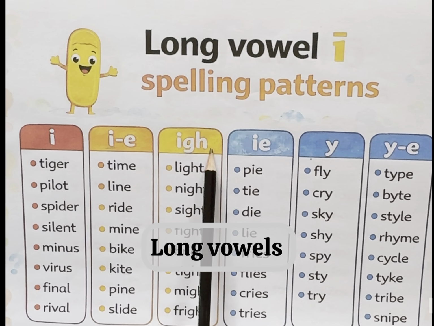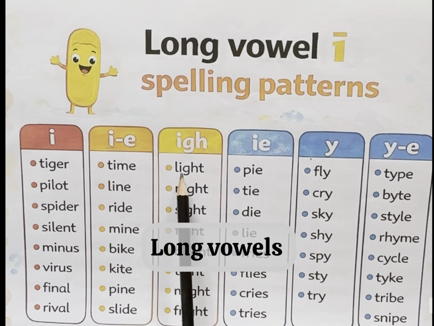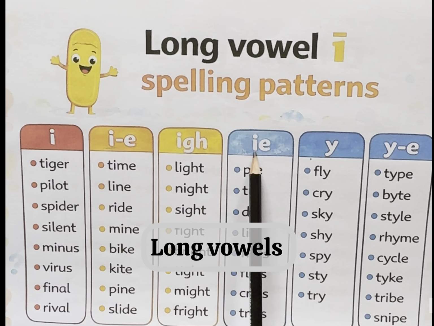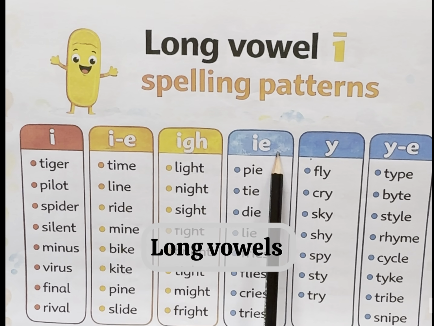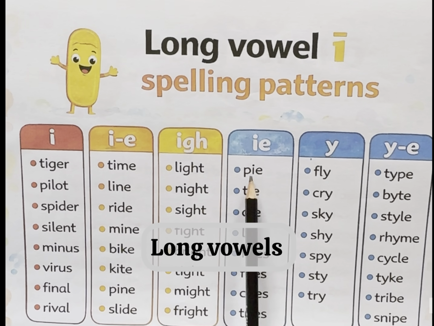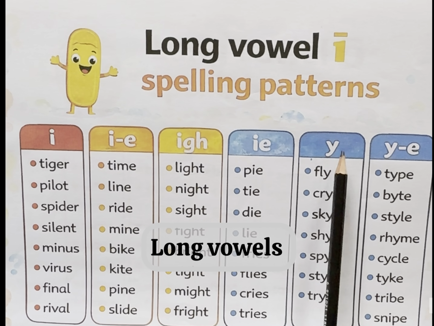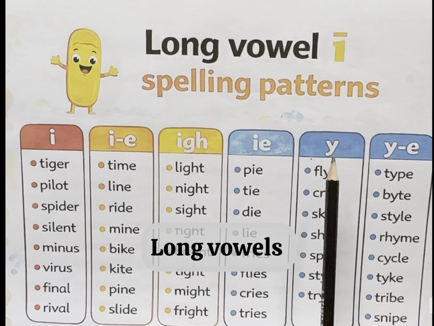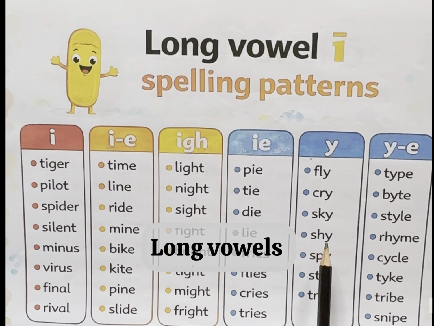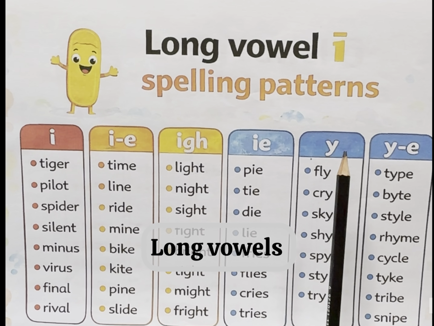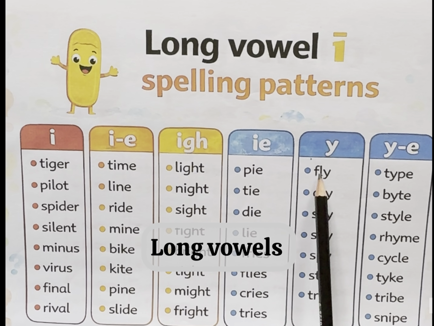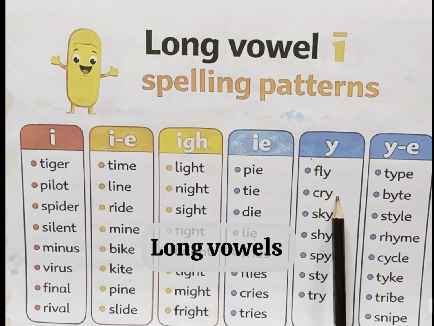IGH makes the sound I as in L, I, G, H, T, light. I and E make the sound I as in P, I, E, pie. The sound of Y is Y, but if Y comes at the end of a word and that word has only one syllable, then we will read Y as the I sound as in F, L, Y, fly, C, R, Y, cry.